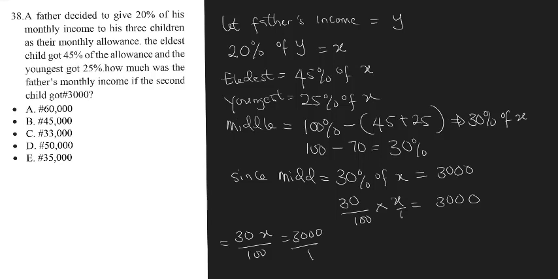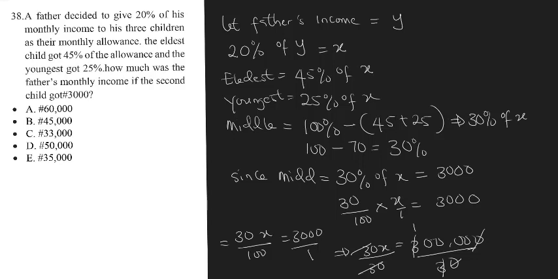So cross multiply. If you cross multiply, we're going to have 30x equals 3,000 times 100, because 30x times 1 is 30x. You're going to have 300,000, right? So divide both sides by 30. So this cancels this. Then this 0 here cancels one of these 0s, and this 3 here cancels here 1. So we have 1.